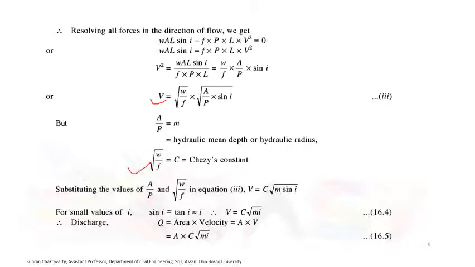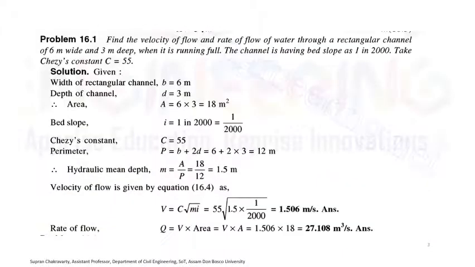With this Chezy's constant, we can definitely find the discharge Q. The discharge Q is area into velocity, so area into velocity is A C root over m i. Very important relation, do remember this relation. I have just taken a problem from the book by RK Bansal, so we'll just go over this numerical.